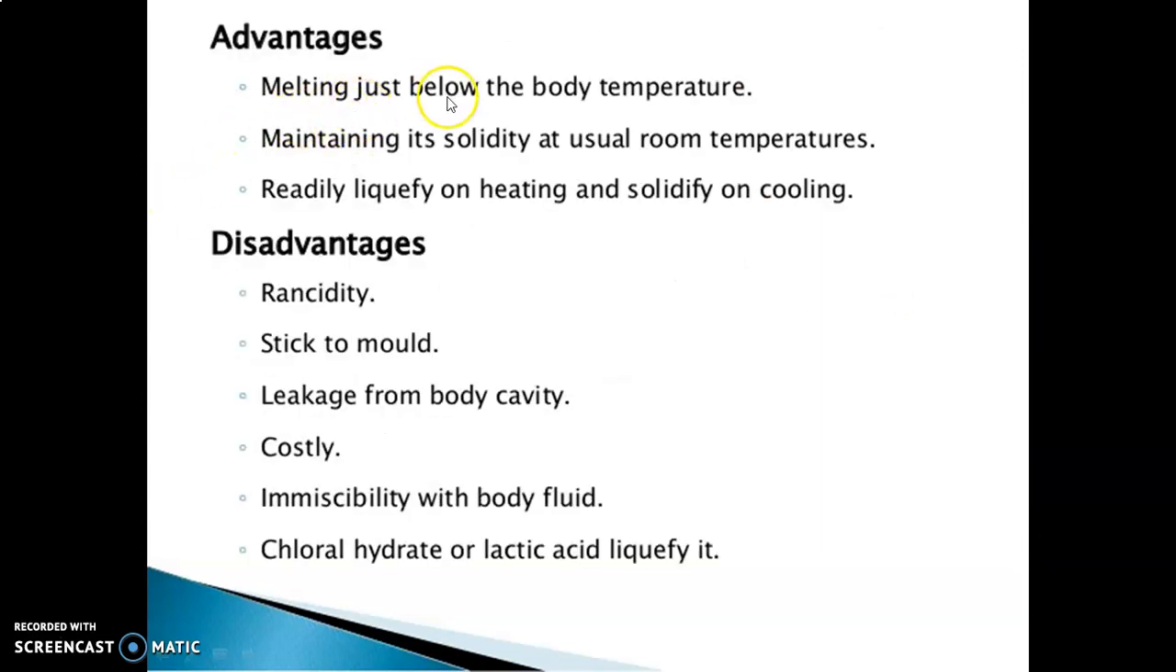Advantages: melting just below body temperature, maintaining its solidity at usual room temperatures, readily liquefying on heating and solidifying on cooling. Disadvantages of cocoa butter or theobroma oil: rancidity, it will undergo oxidation, it sticks to the mold, leakage from the body cavity, it is costly, immiscibility with body fluids, and chloral hydrate or lactic acid liquefy it.